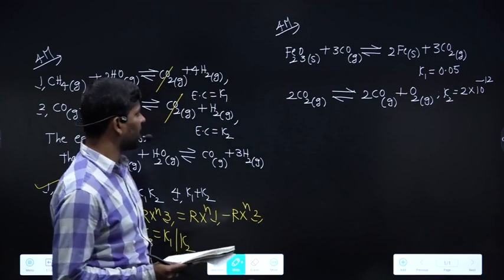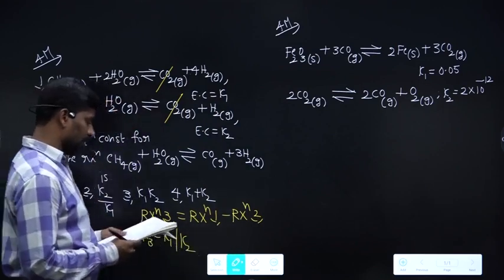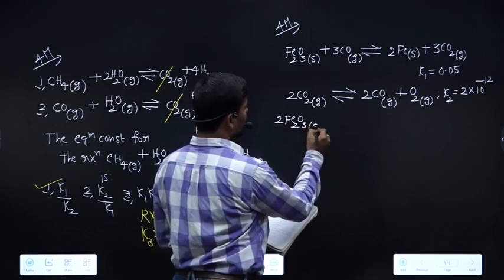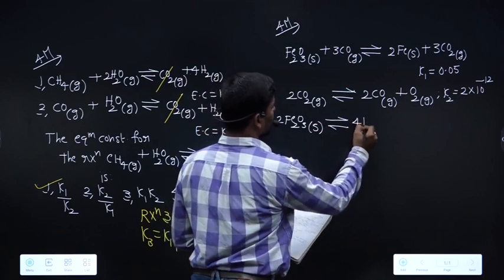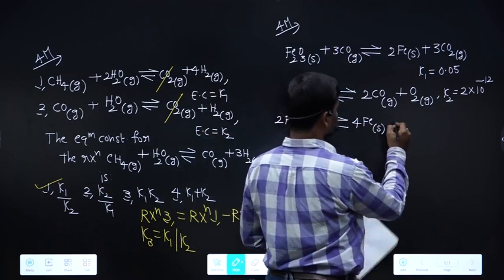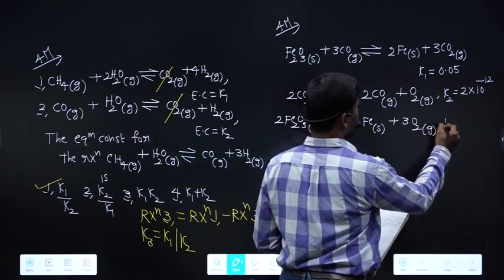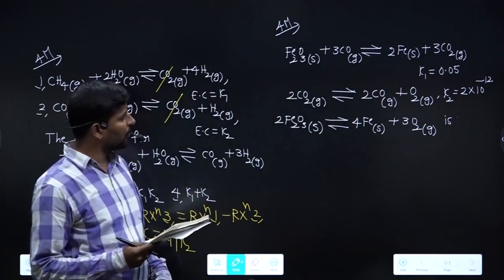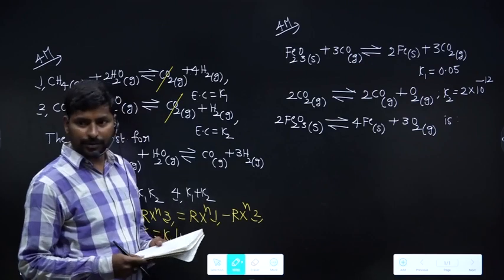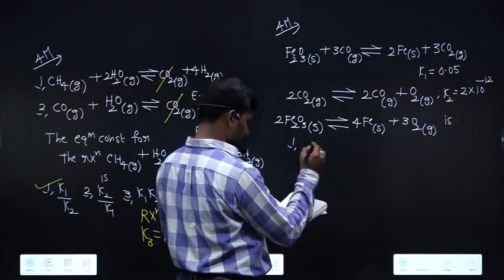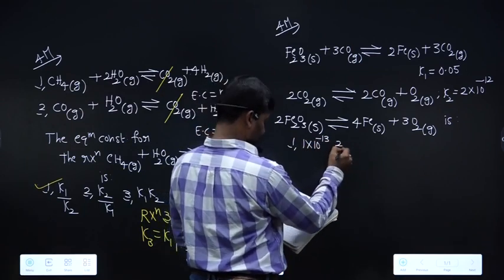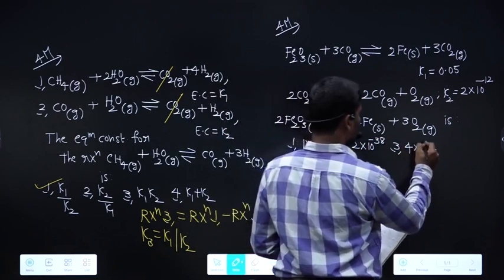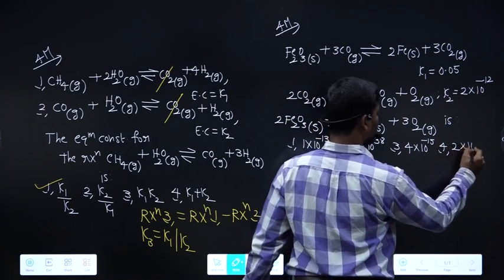The equilibrium constant for the reaction 2Fe2O3 solid gives 4 moles of iron solid plus 3 moles of O2 is, options: 1 into 10 power minus 13, 2 into 10 power minus 38, 4 into 10 power minus 15, 2 into 10 power minus 24.